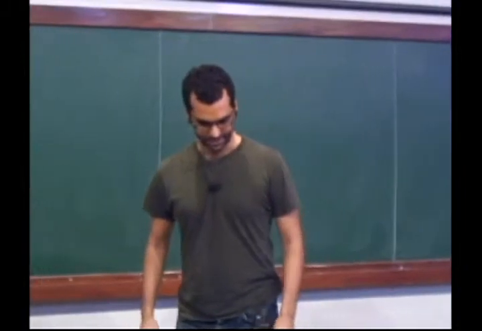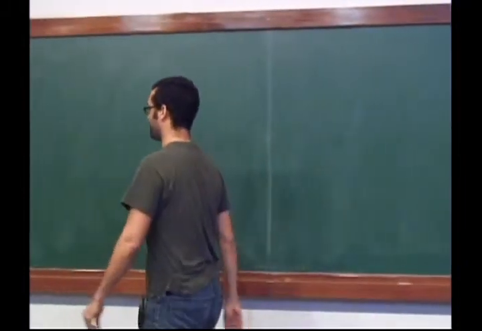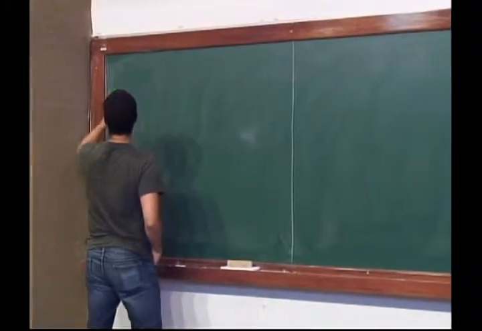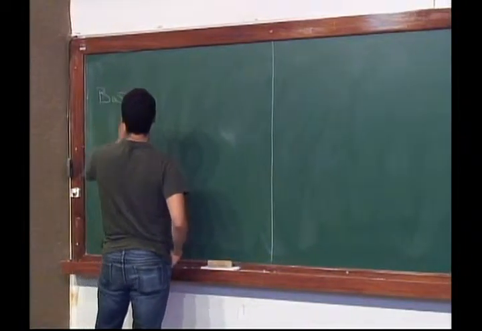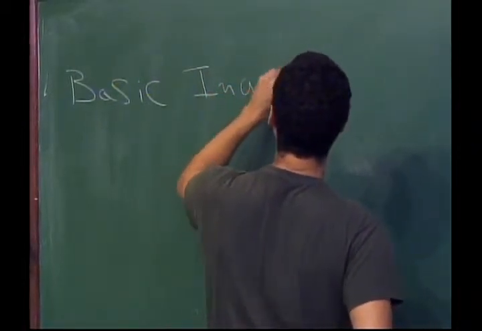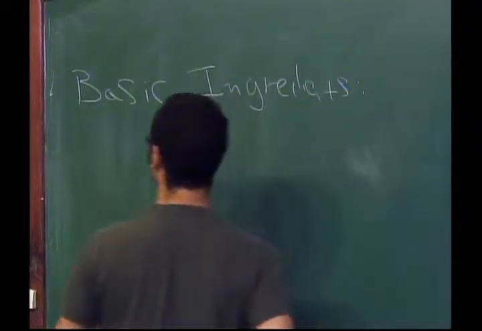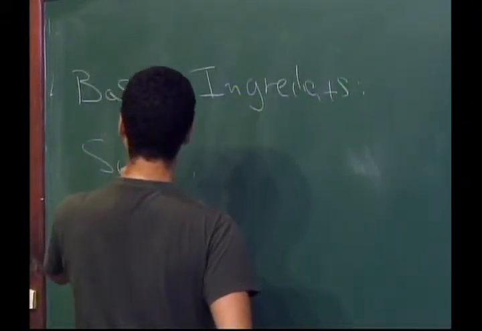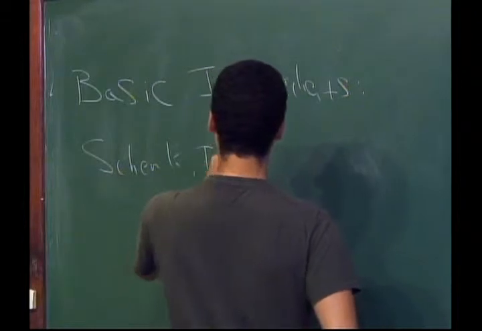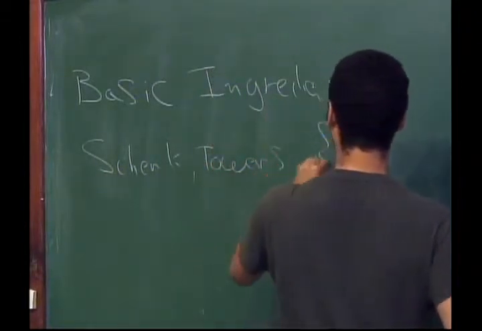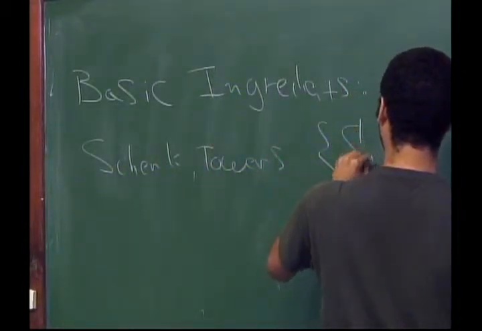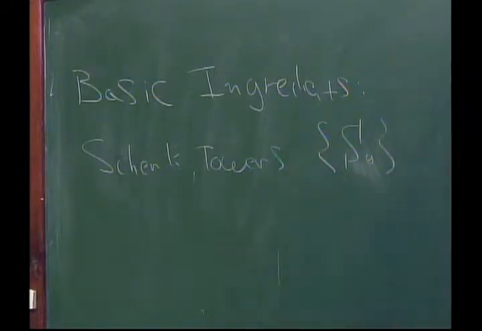So the basic ingredient for all the constructions that I'm going to be talking about is a family of minimal surfaces in R3, known as Scherk towers. And I'm just going to write them like this. Since they're in R3, it's probably just better to draw them and then list the properties we need. So they look something like this.